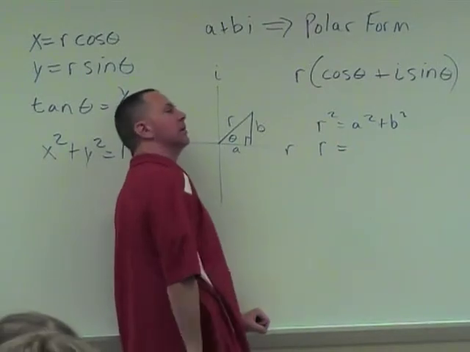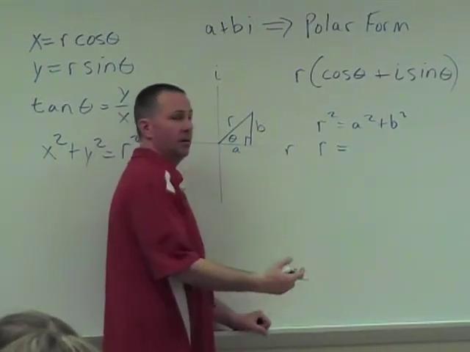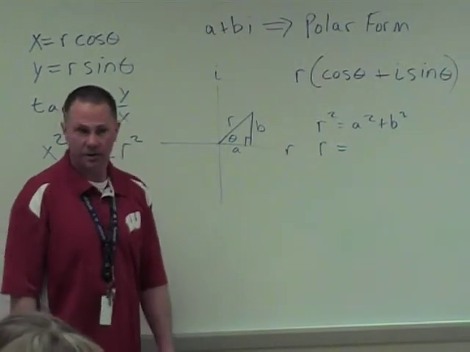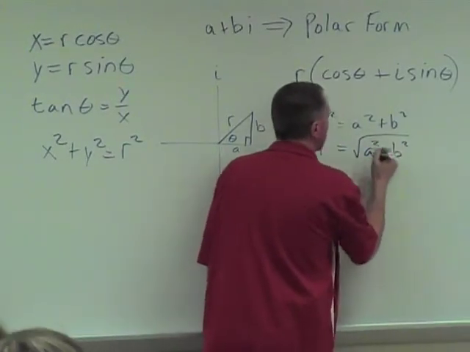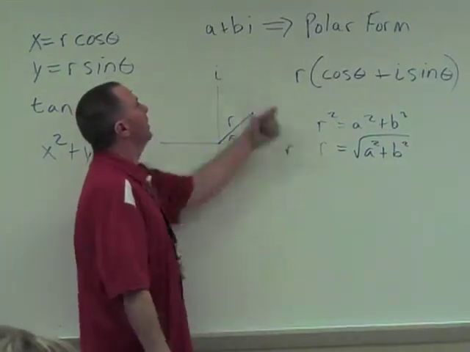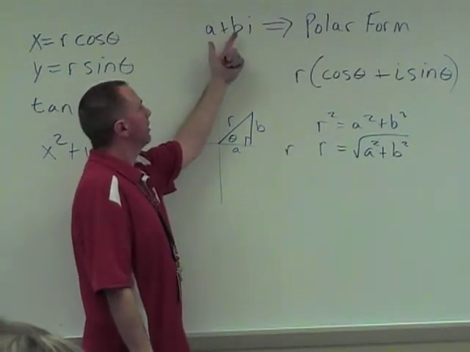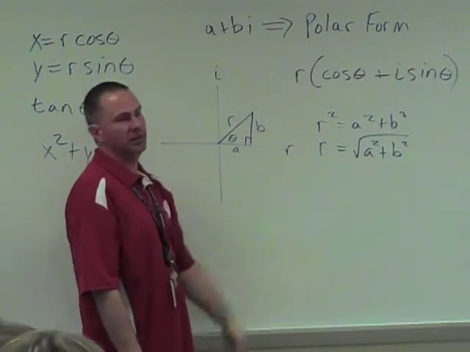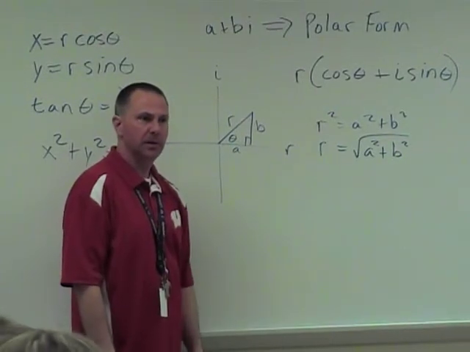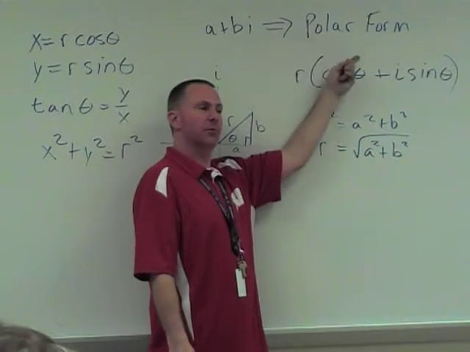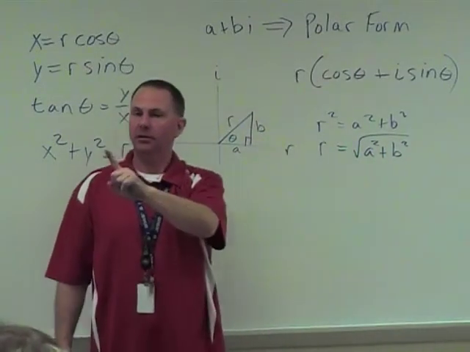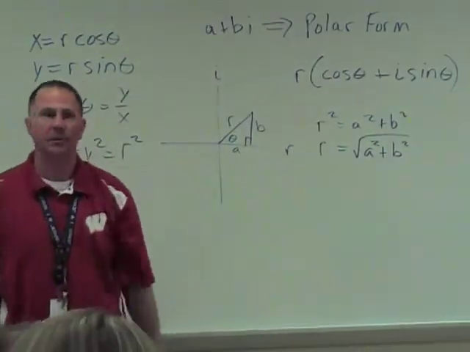Come on, say it. How did I get R from R squared? Square root. Thank you. Pythagorean theorem, guys. What's A and B? A and B are the real part and the coefficient on the imaginary part. That's all that is. That's how I'm going to find R when I transfer the complex form to the polar form. That's step 1. Find R.